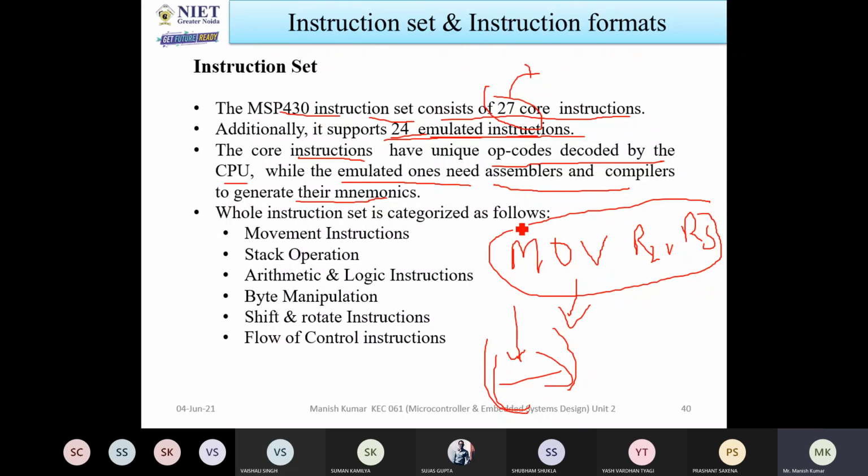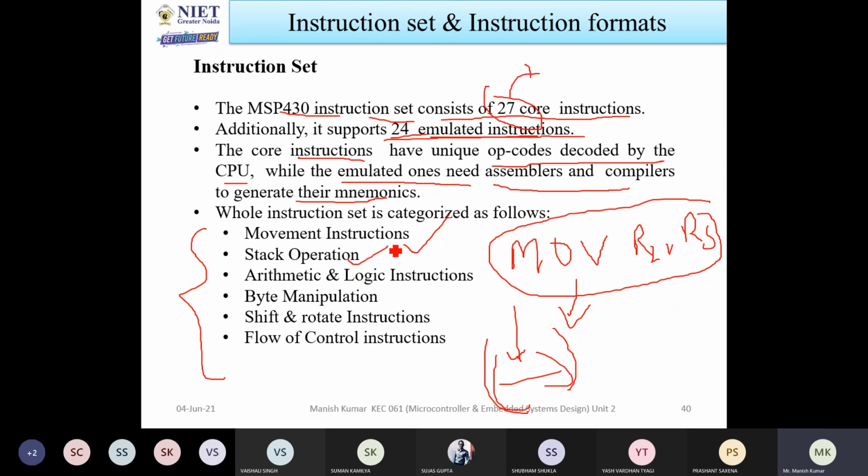Now there are a total of 51 instructions available. These 51 instructions are divided into some parts. First are the movement instructions, used when you want to transfer data from one place to another, or from one register to another register, or from one device to another device.